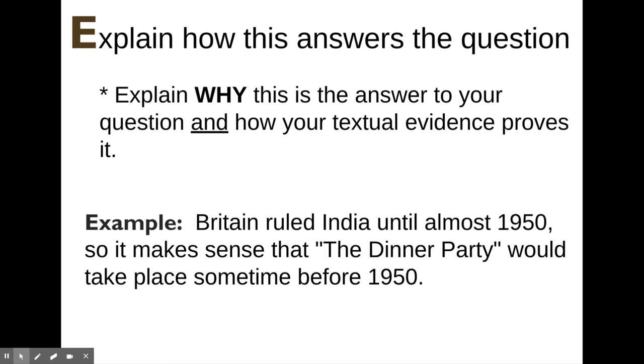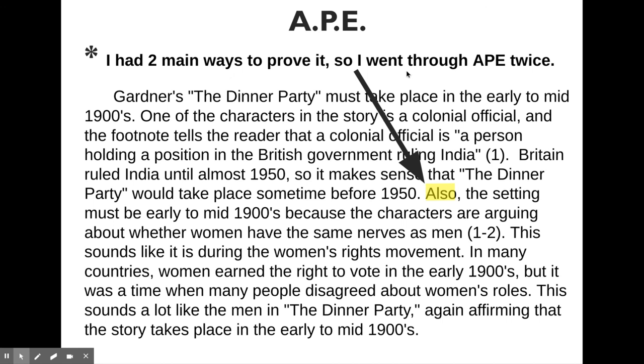Britain ruled India until almost 1950. So it makes sense that the dinner party would take place sometime before 1950. Okay, so that's my explanation of how my textual evidence answers the question. Now, if you were in 6th grade, you'd be finished. You had your APE. But actually in 7th grade, we would encourage you to actually do APE, PE, okay?